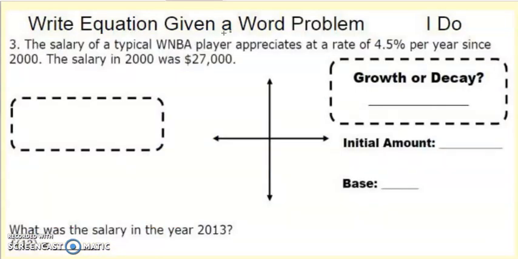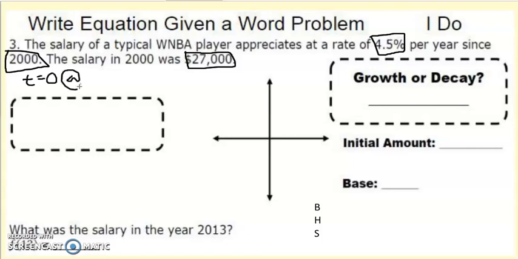Write equation given a word problem. The salary of a typical WNBA player appreciates at a rate of 4.5% per year since 2000. The salary in 2000 was $27,000. So when we do our BHS, we're going to first box the numbers. We have 4.5%. The original year was 2000, and the salary was $27,000. Since the original year was 2000, we're going to say that t equals 0 at the year 2000.